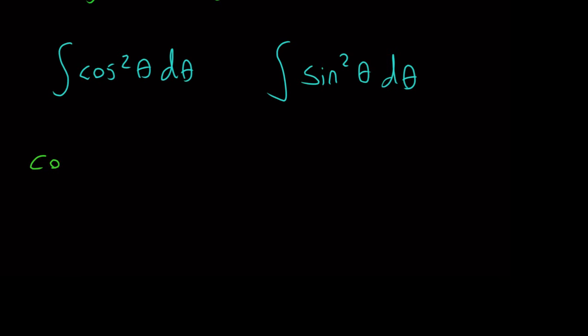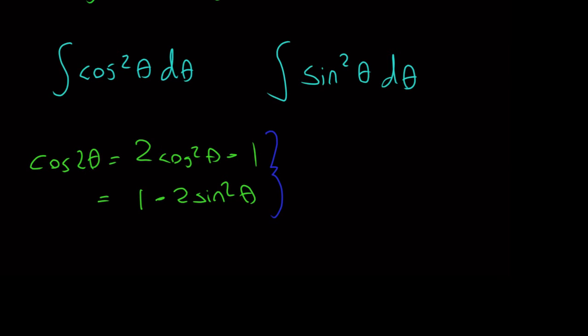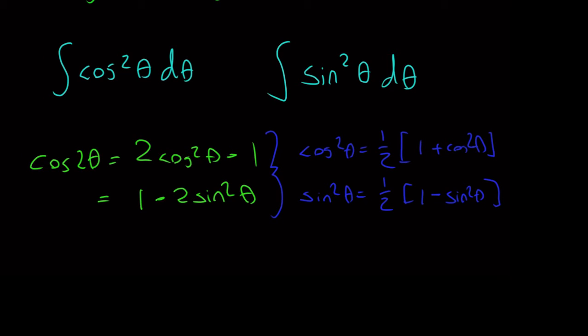We know the double angle formula for cos is 2 cos squared theta minus 1, and that can also be written as 1 minus 2 sine squared theta. I'm guilty of this as well, I end up deriving it. So if we take both of those, we actually see that cos squared theta is a half of 1 plus cos 2 theta, and sine squared theta is a half of 1 minus cos 2 theta. You should probably remember it in that fashion if you're going to remember that rule.